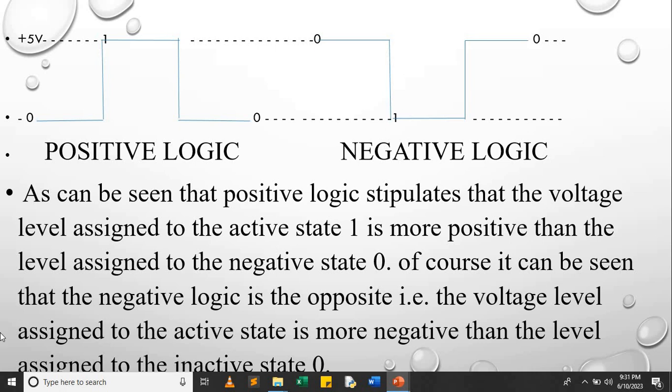Then we have, as can be seen, that positive logic stipulates that the voltage level assigned to the active state is more positive than the level assigned to the inactive state. Of course, it can be seen that the negative logic is the opposite. That is, the voltage level assigned to the active state is more negative than the level assigned to the inactive state.